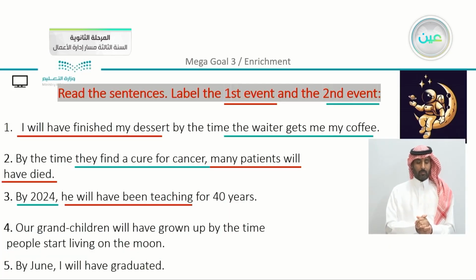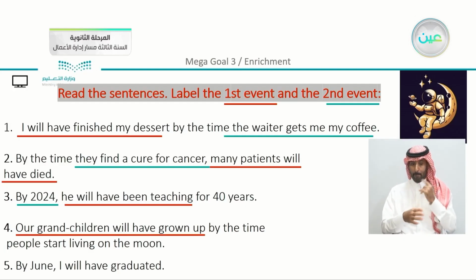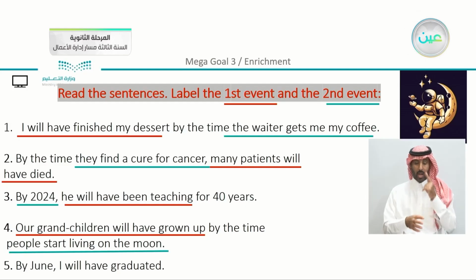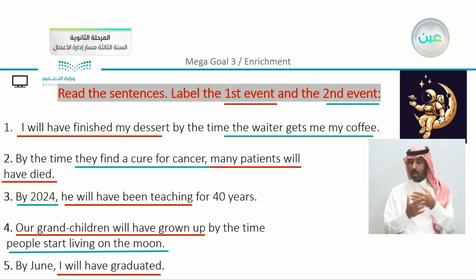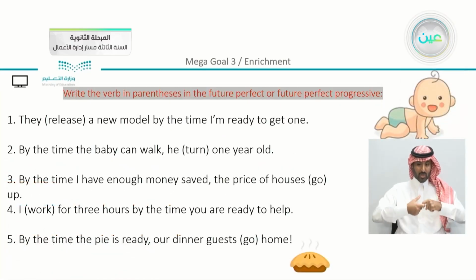Our grandchildren will have grown up by the time people start living on the moon. We can see that this is the first event. And the second event, people start living on the moon. By June, I will have graduated. Our first event is going to be graduating, and by June is the second. So yes, you can see that the time expression is usually connected with the second part.